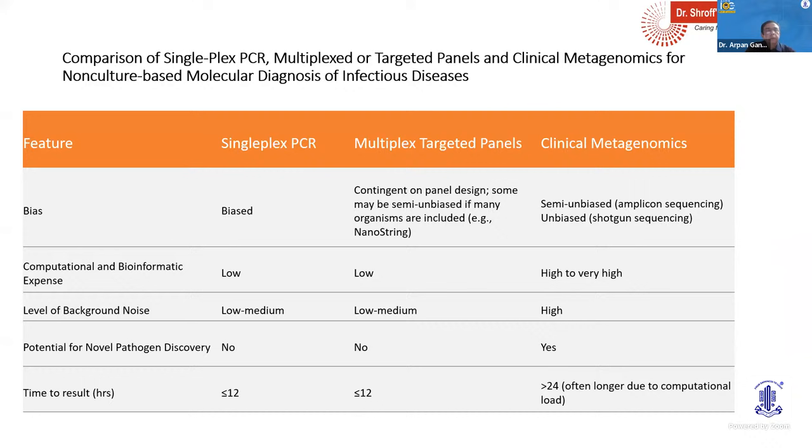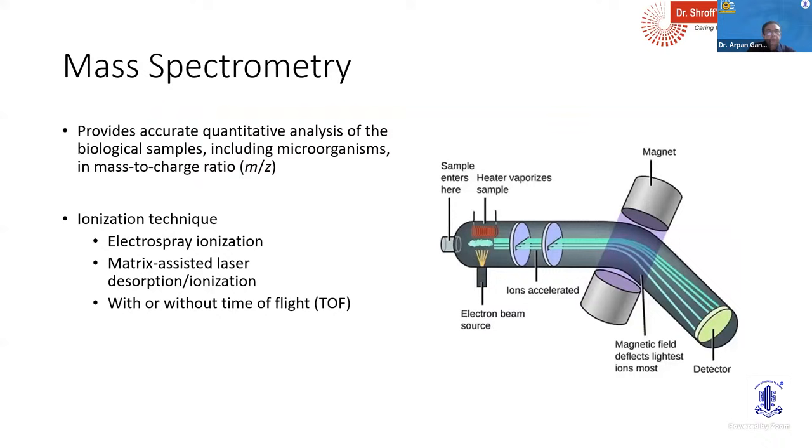Just a comparison of the single-plex PCR, multiplex, and clinical metagenomics. It's based on biases, on bioinformatic expenses, on the background noise, and also on the turnaround time, which could vary between less than 12 hours to about a day, 24 hours.